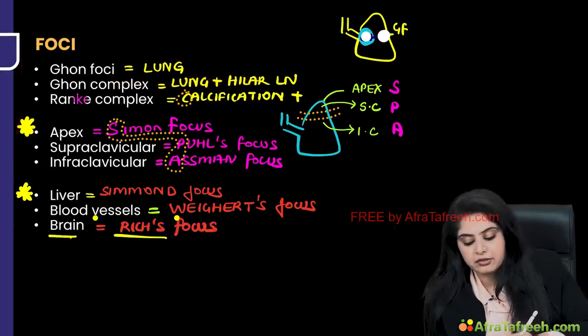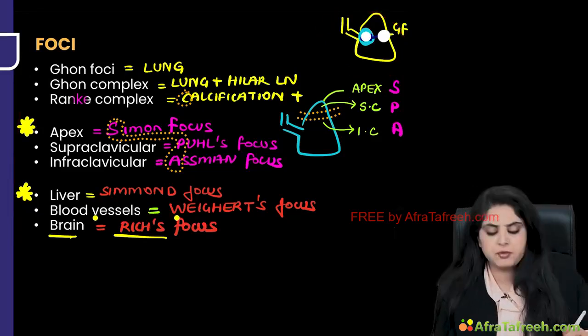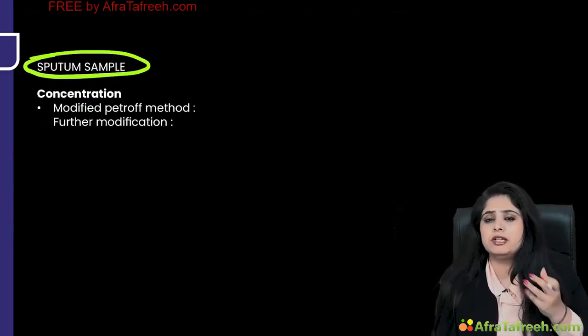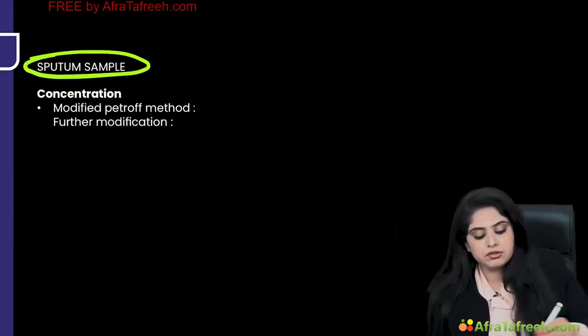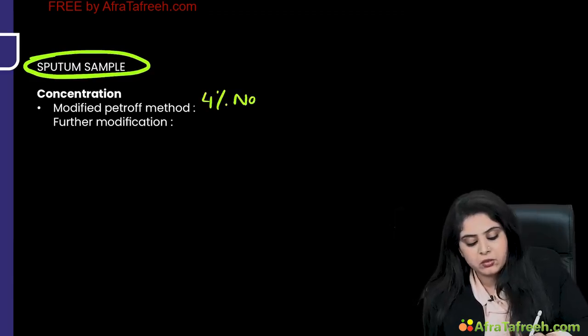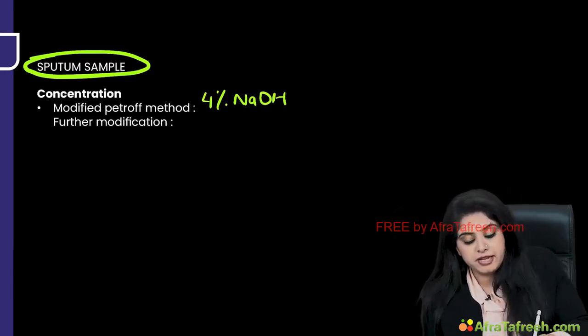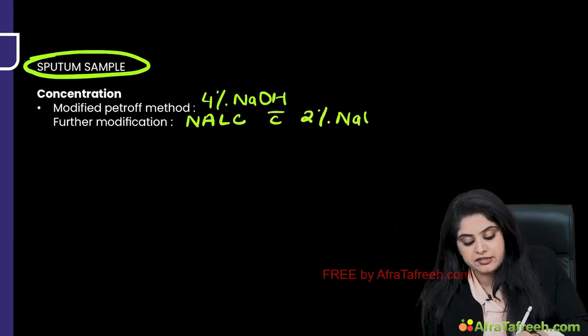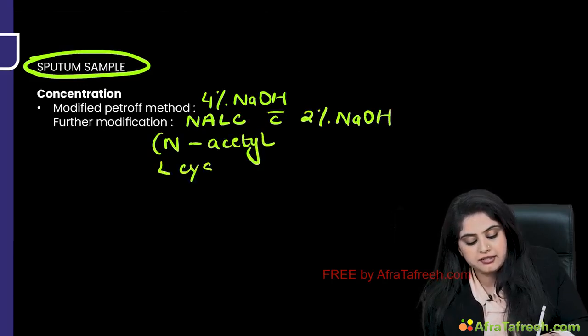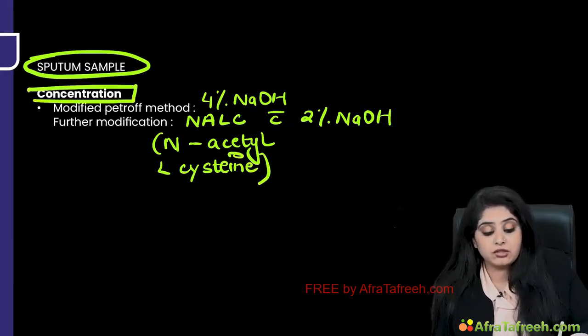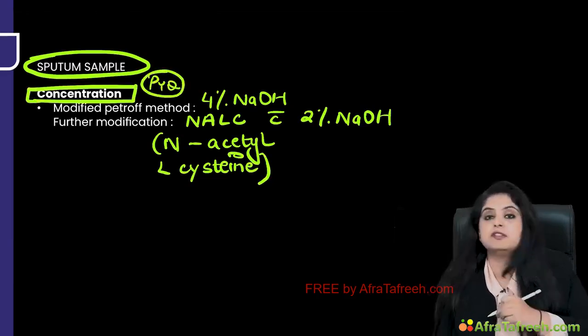So let's assume you had a case of pulmonary TB. What is the sample that you will take from the patient? Of course, you will be taking a sputum sample, but how do you concentrate it? You want the TB bacteria to be visible. How do you concentrate it? Either you can use 4% NaOH, that is one method, the Petroff's method, but you can further modify it and use N-acetyl L-cysteine with 2% NaOH. That's another possibility that you have. What is NALC? It is N-acetyl L-cysteine along with 2% NaOH. That is how you can concentrate a sample. It's a very, very famous previous year question.